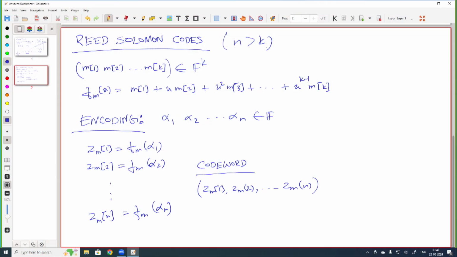Take two polynomials of degree at most k minus 1. I am saying that if these two polynomials are distinct, then if I evaluate them at a bunch of points, they cannot agree on more than k minus 1 points. If they agree on k points or more, then they are exactly the same polynomial. Right? So if I give you this fact, then what can you tell me about the distance of the code words?